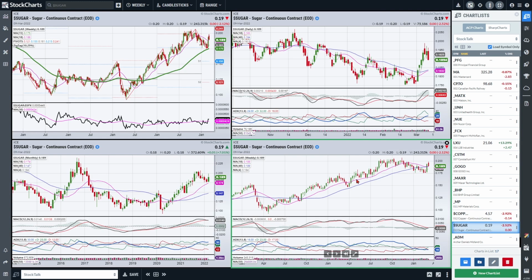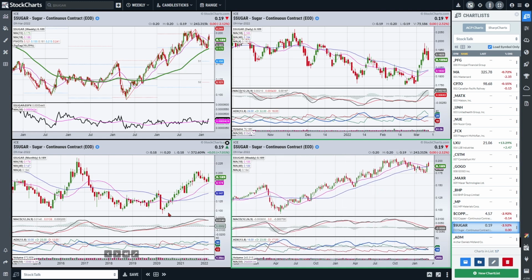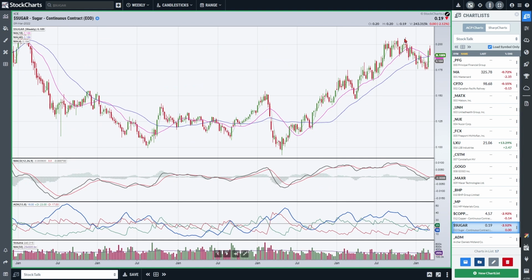Sugar. So I like the looks of this. Look at the nice looking pattern on the monthly. We've pulled back and found support right at the 18-month. We're getting the weekly going, but it's a little early. It had one quick drop and it's trying to break through the moving averages. It had a little bit of overrun.